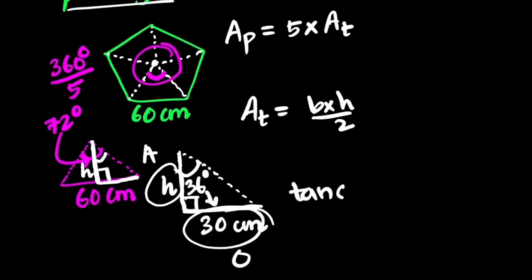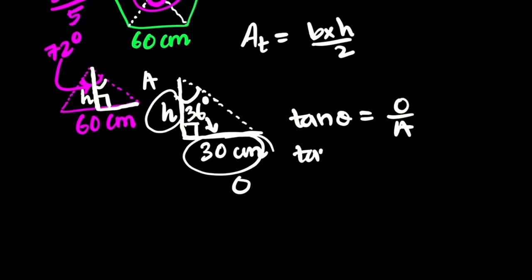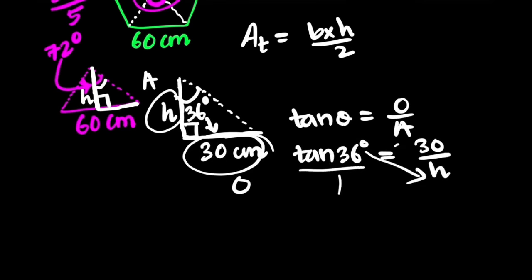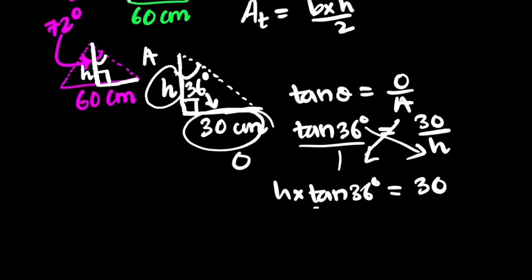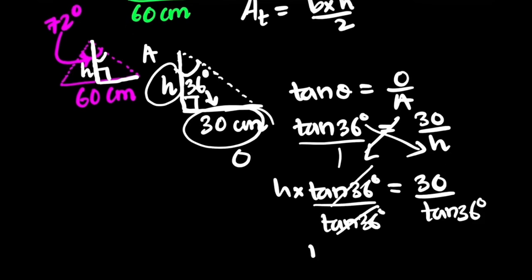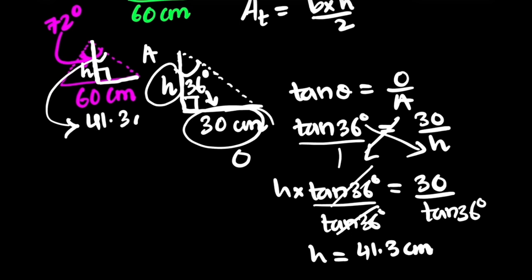So tangent of any angle equals opposite over adjacent. Substitute the values here. Tangent of angle 36 degrees equals opposite, which means 30 centimeter, over adjacent, which means height. There is a denominator of 1 here. Now cross multiply this proportion to find the value of height. So h times tan 36 degrees equals 1 times 30, which equals 30. Divide by tan 36 on both sides, which gives us h equals 30 centimeter divided by tan 36 degrees, which equals 41.3 centimeter. So the height of this triangle equals 41.3 centimeter.